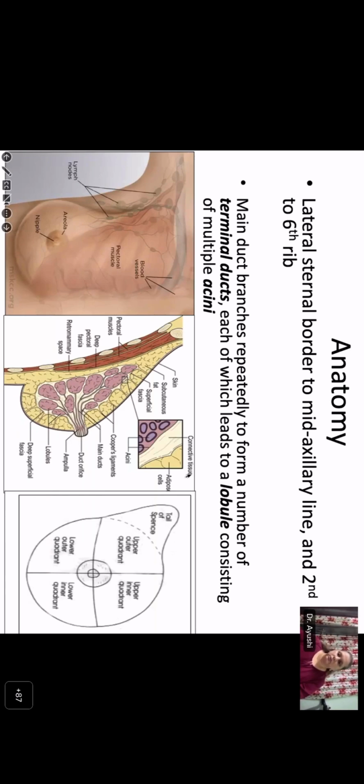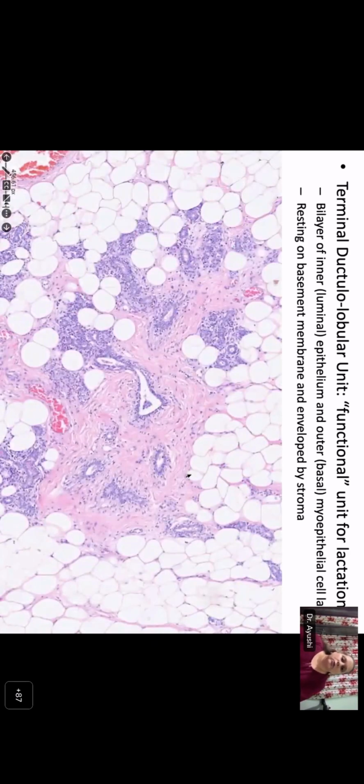So the functional unit of the breast is called the terminal ductulo-lobular unit. You can see a terminal ductule which is dividing and ending into multiple acini surrounded by stroma, and the whole system, the acini along with the ductules and the main ducts, are composed of a bilayer of inner luminal epithelium and an outer basal myoepithelial cell layer which rests on a basement membrane and is surrounded by stroma.